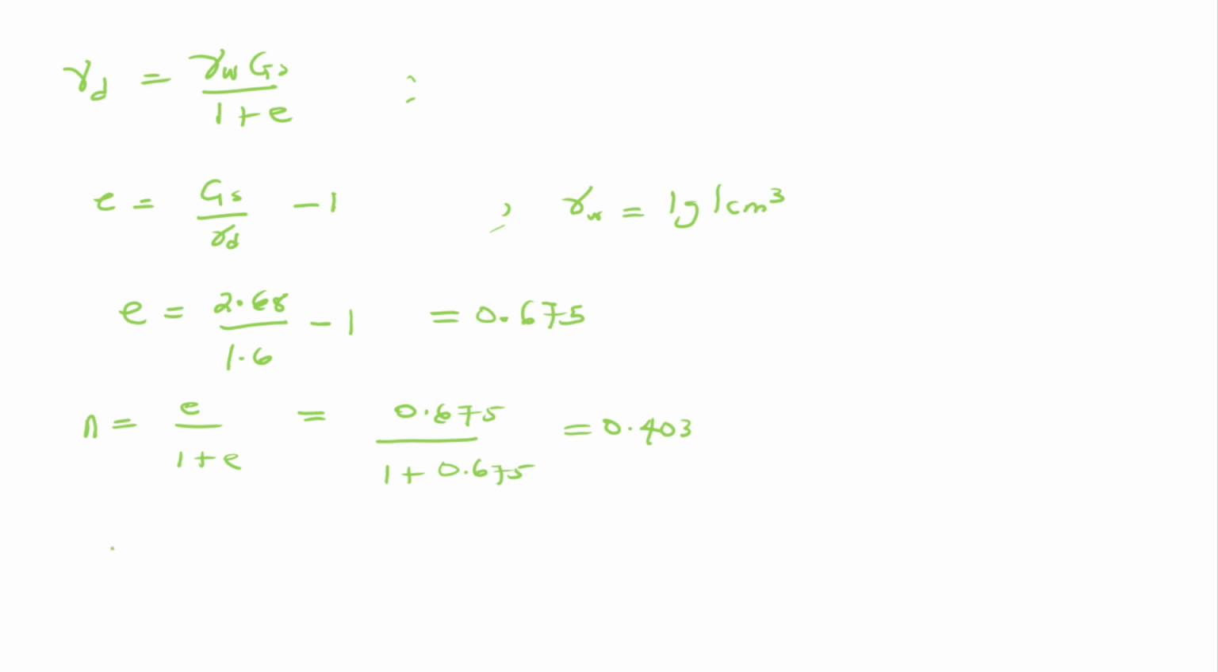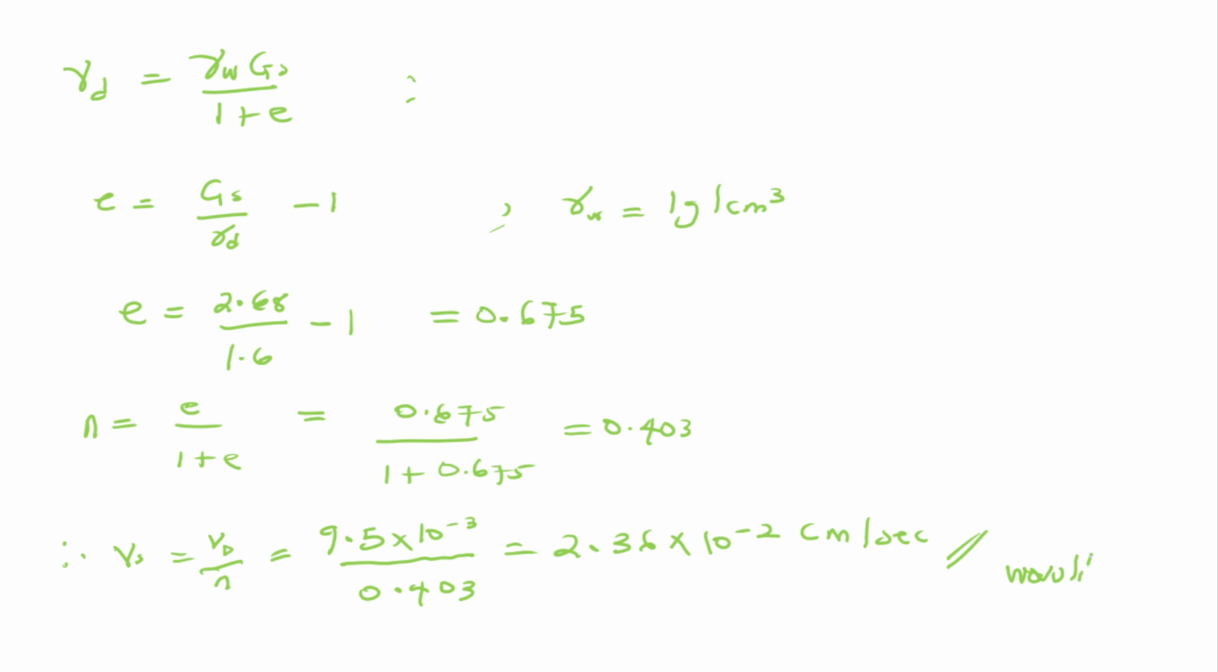And therefore our seepage velocity Vs, which you will recall is our Vd over n, equals 9.5 times 10 raised to power minus 3 all over 0.403, which equals 2.36 times 10 raised to power minus 2 cm per second. Wow, that was beautiful.